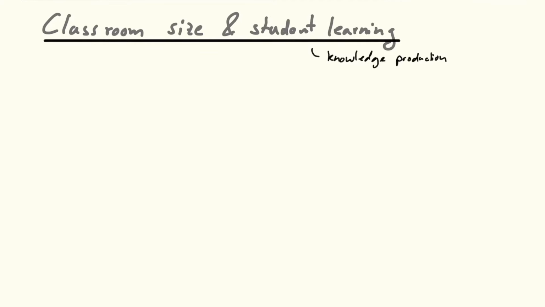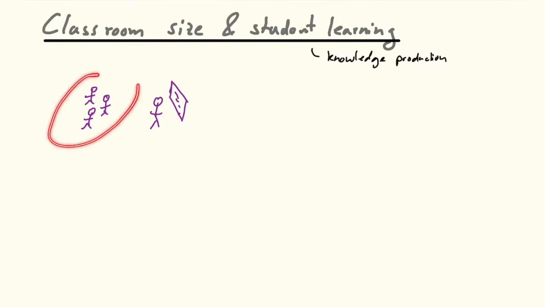Let's picture a classroom at a middle school. We have our teacher, and we have a bunch of students. If there are only a few students, then this is a small classroom. If there are many students, then this is a large classroom.